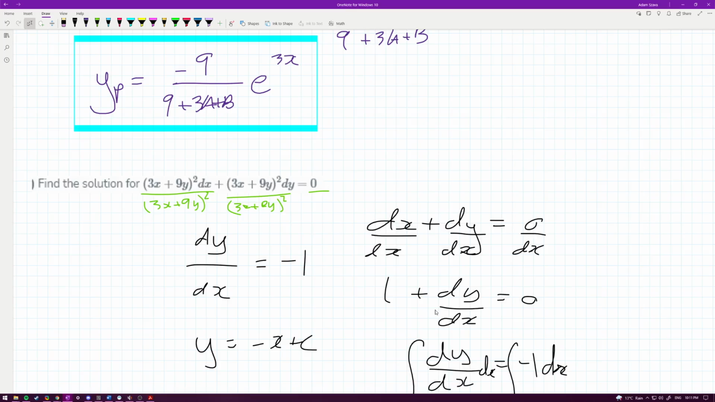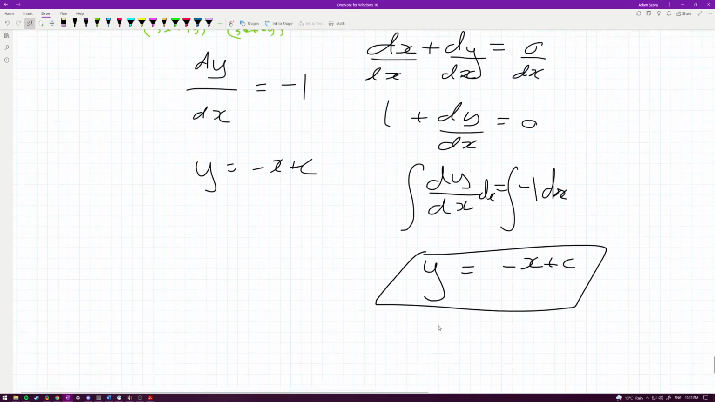Technically, just one more thing. By doing this, you're saying that 3x plus 9y does not equal 0. You're saying that because by dividing both sides of the equation by something, you're making that restriction. You just can't divide by 0. So the thing you're dividing by cannot be equal to 0. So essentially you're just saying that y cannot equal -1/3.